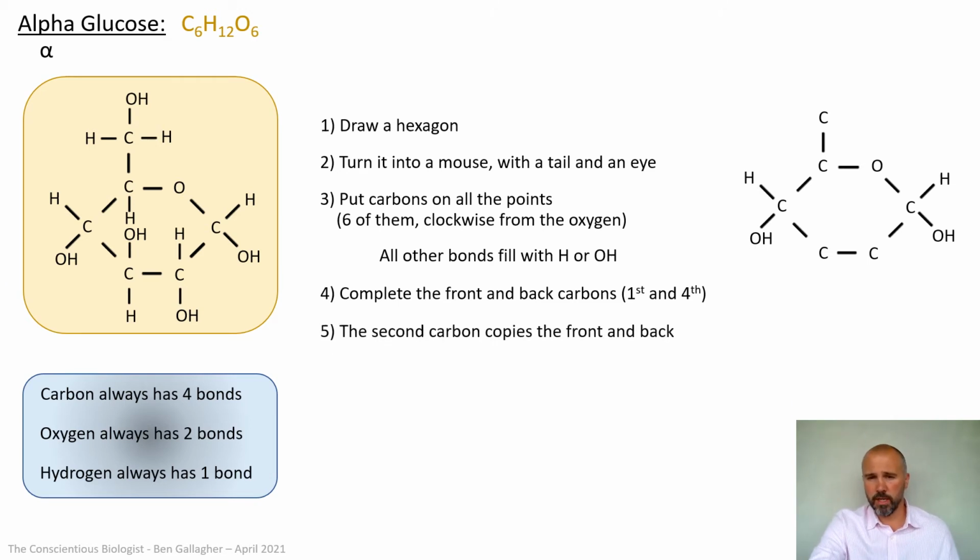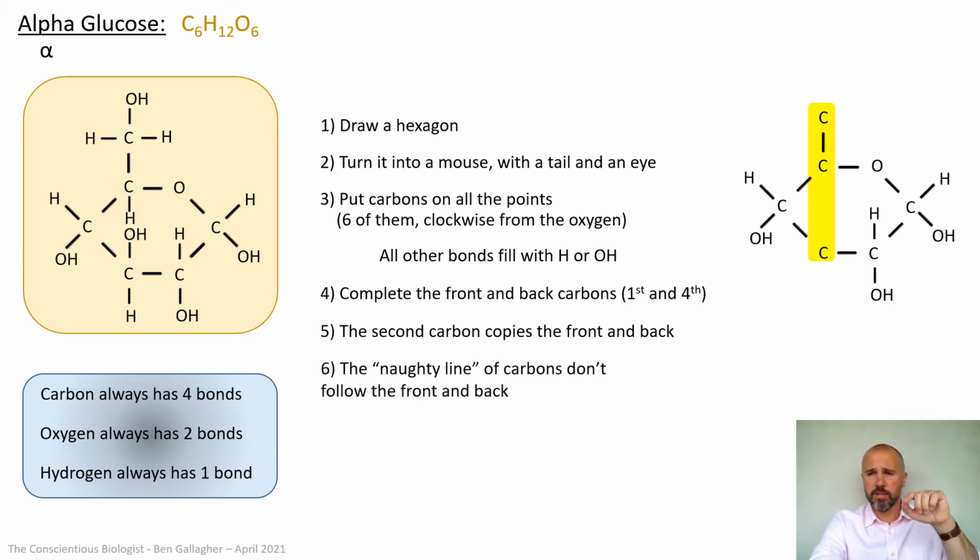Then I want you to go to the 2nd carbon, so that's one almost immediately above me here, count round 1, 2. That copies the front and back, hydrogen up high, and the OH down low. The others form a line, the other 3 carbons, and I've always called that the naughty line, because they don't do what they're supposed to do. They don't follow the hydrogen, they flip it round. I sometimes refer to it as the opposite line. So with that one, their hydrogens go down low, and their OHs go up high. They're opposite, they're naughty. So on that bottom one, hydrogen goes down low, OH up.